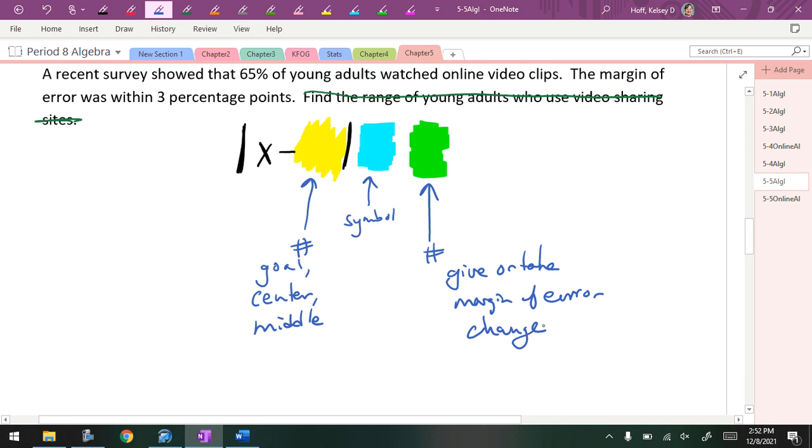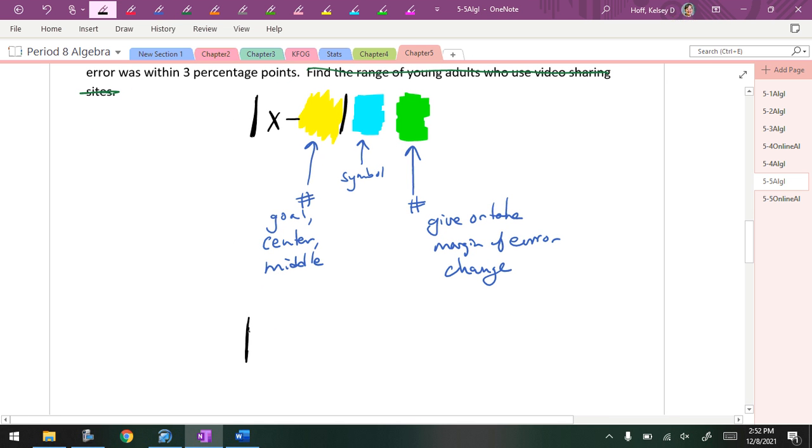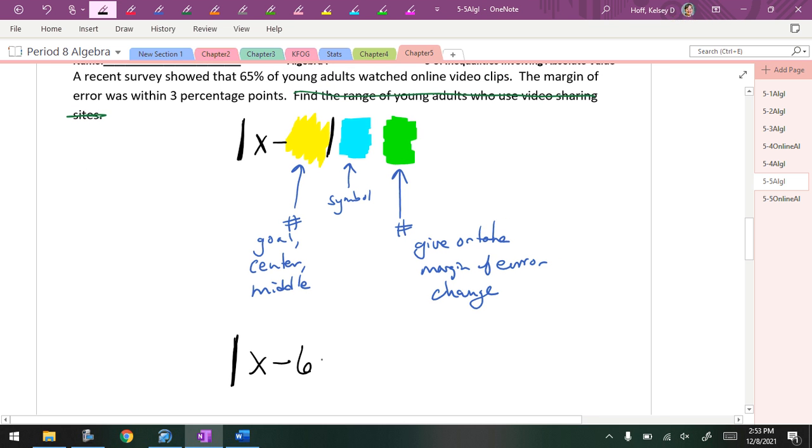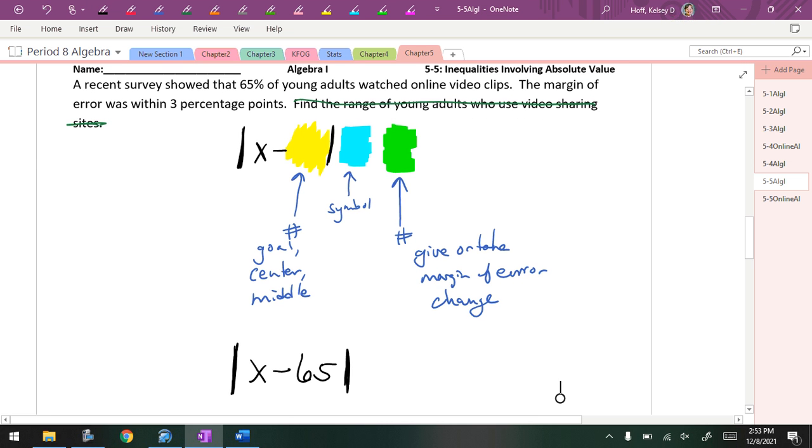So in this problem, if we're going to write an inequality for this one, we would say the absolute value of x minus 65, close your absolute value bar, symbol.